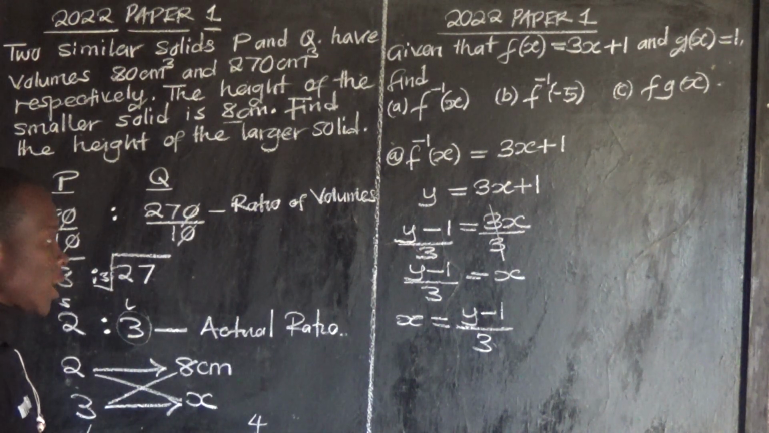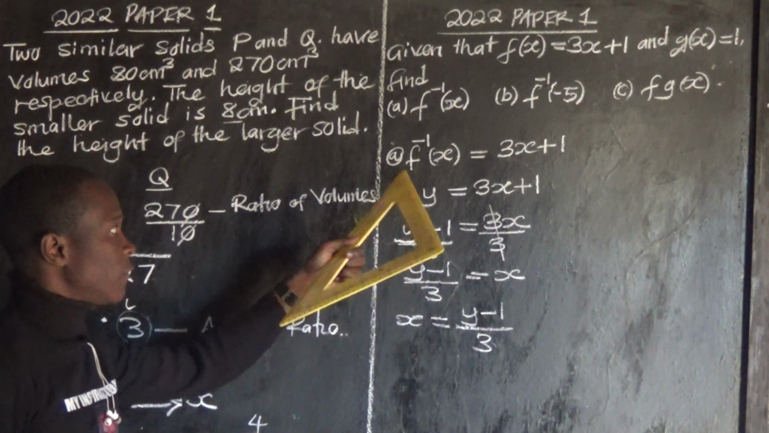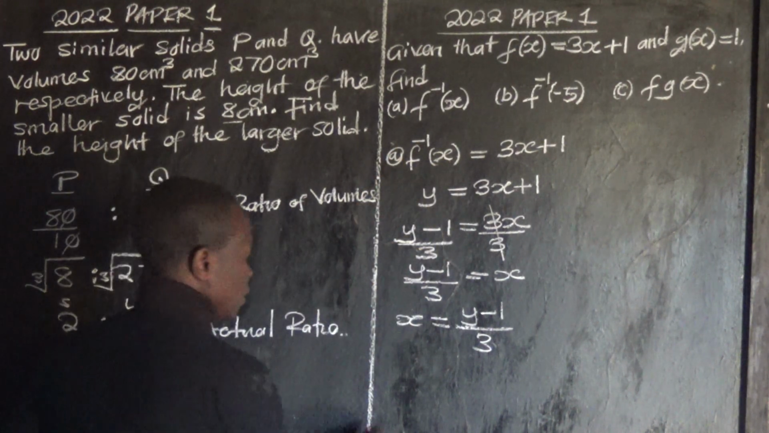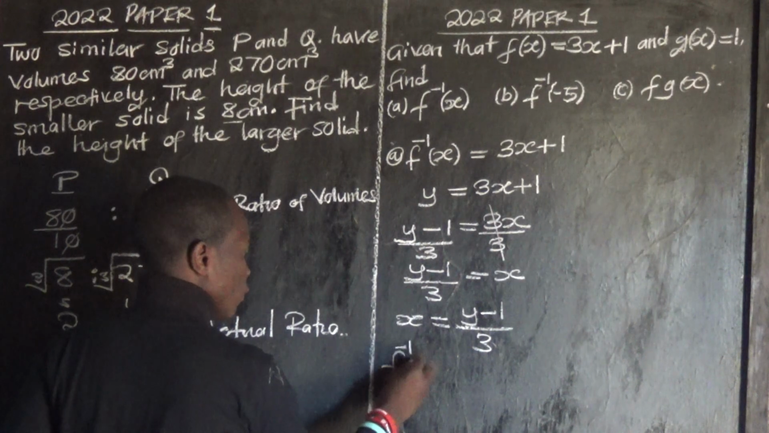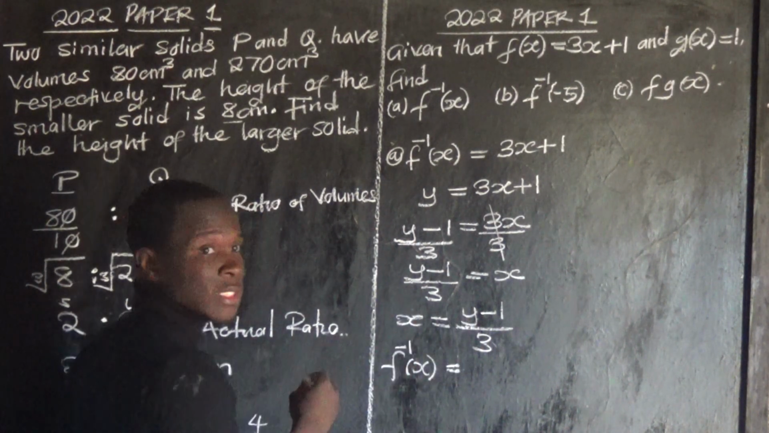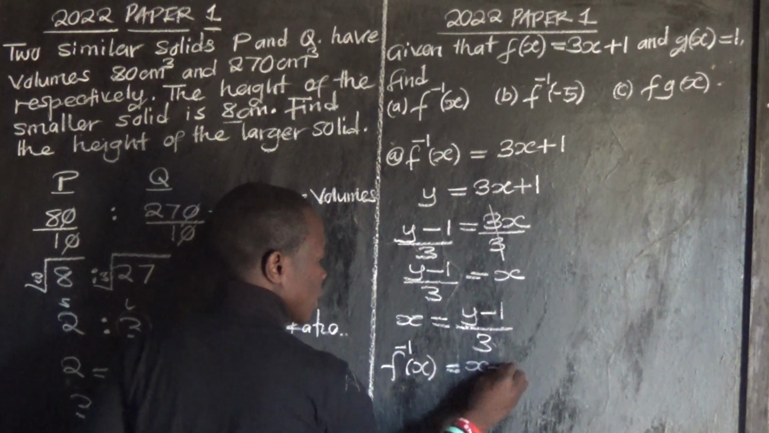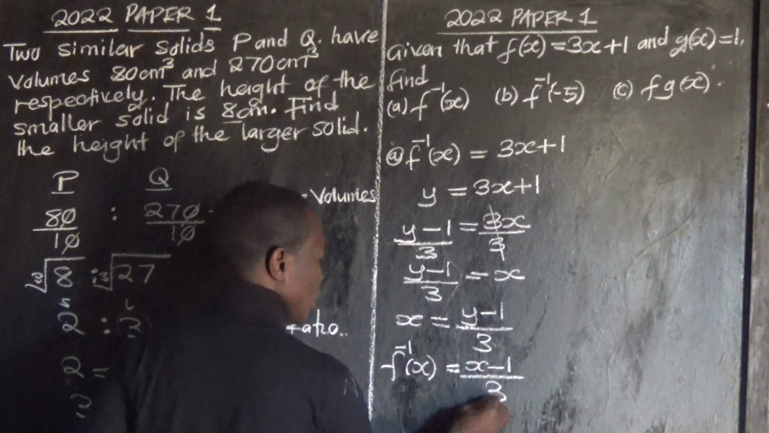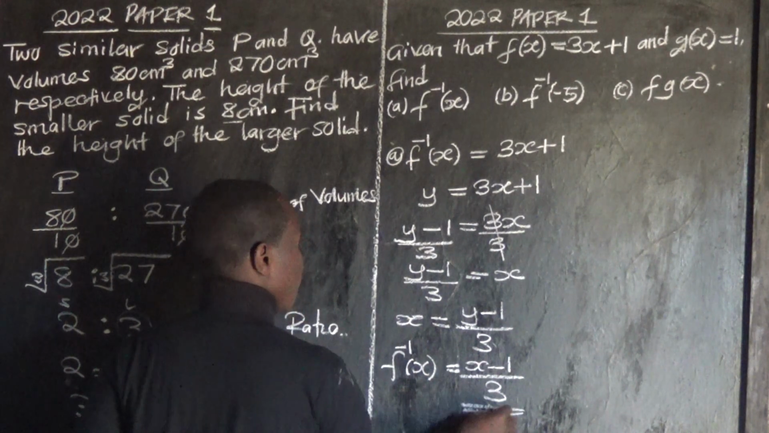Then what are we going to do? Where there is x, we are going to put f inverse of x. So we say f inverse of x is equal to, and where there is y, you put x. So x minus 1 over 3. This is the answer. Okay?